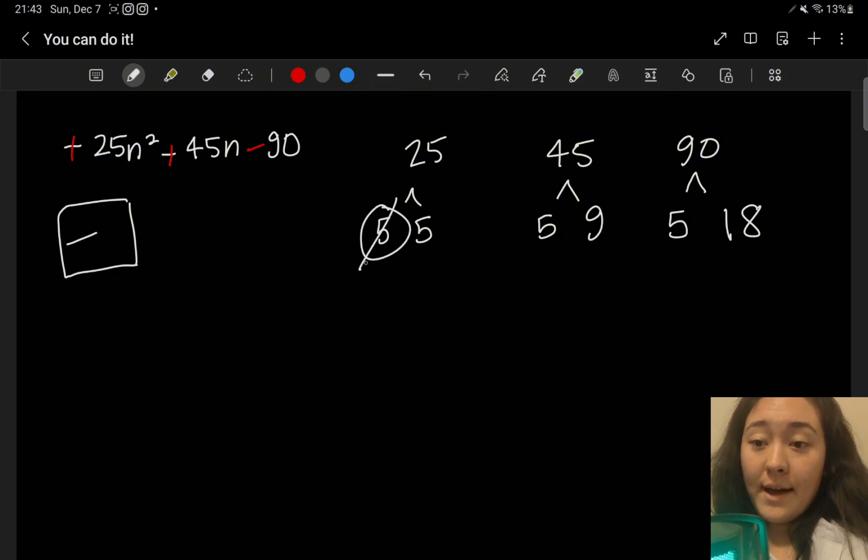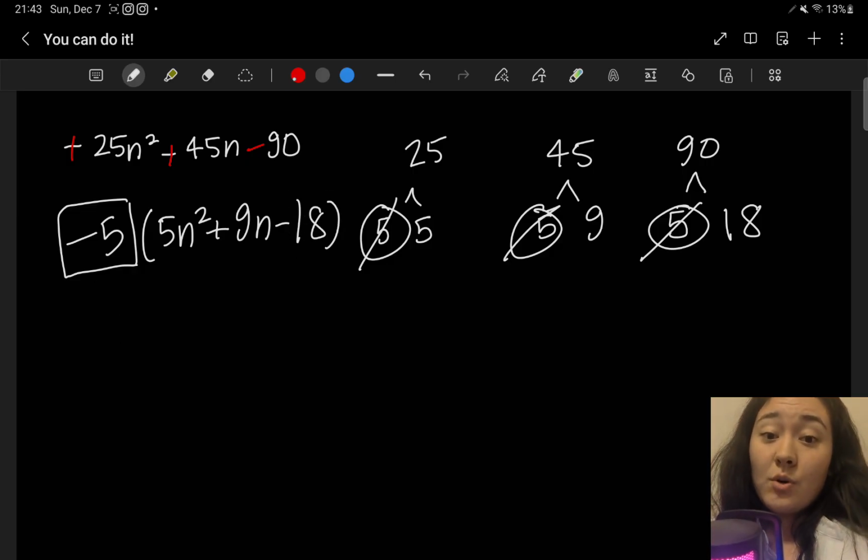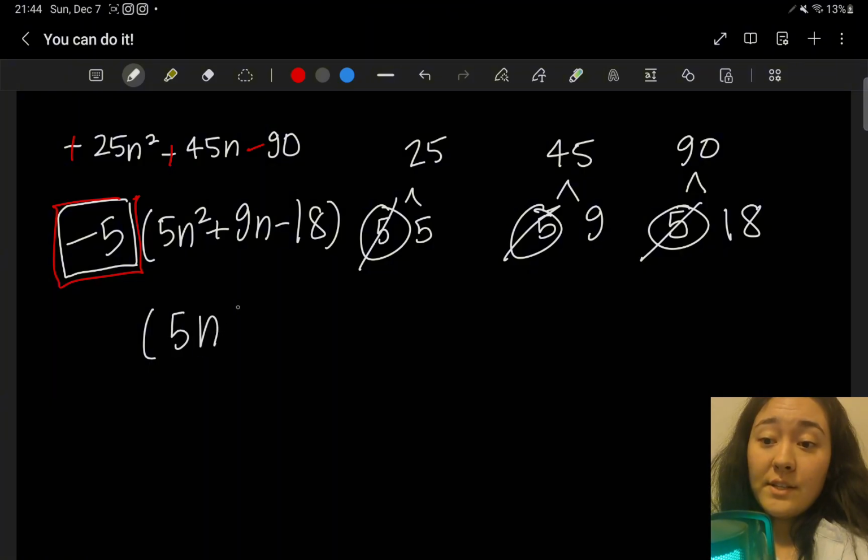So we take the 5 out, put it in our box, and then in our parentheses we put the leftover, which is 5n squared plus 9 minus 18. Because remember, we flipped the signs. Okay, so we're not going to forget this negative 5. We split our parentheses into our template, which is going to be 5n squared in the first one, and in the second one, it's going to end with negative 18.